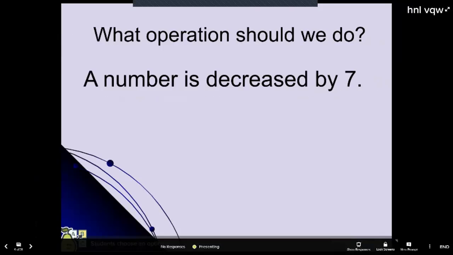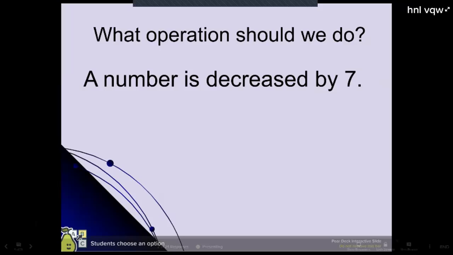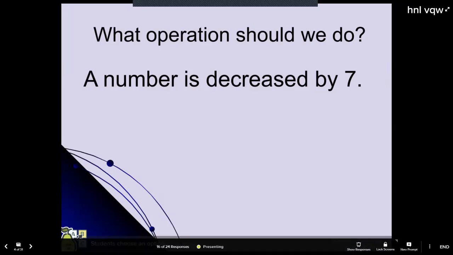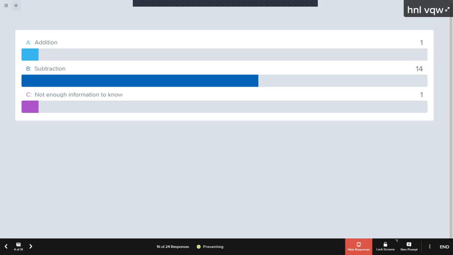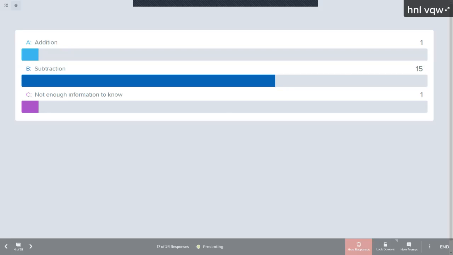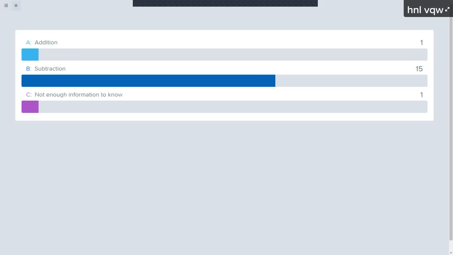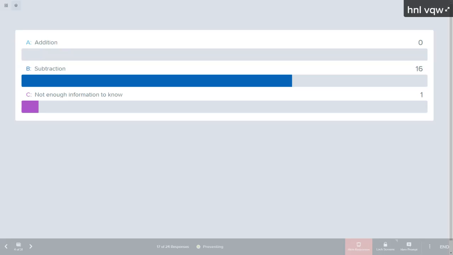All right, quick check. What operation should we do? A number is decreased by 7. So you guys said mostly subtraction. Good job. So addition is not correct. Not enough information to know. I've talked about this. I tend to start throwing that into multiple choice questions because the test does show those as an option, but just because it's there doesn't mean that's the right answer. And a lot of kids see it and they're like, oh, that must be correct.